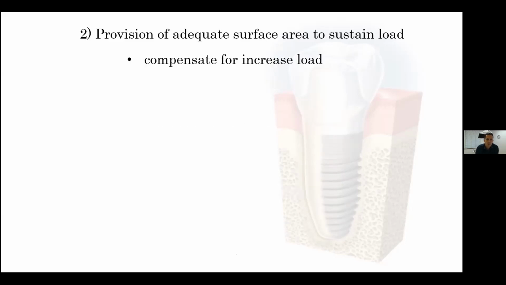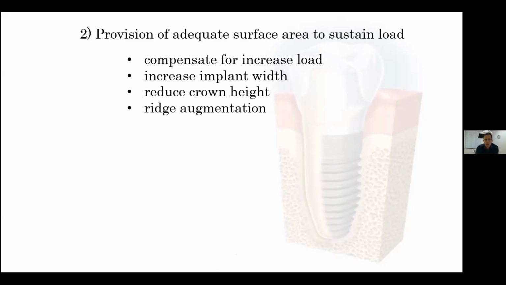And so what we have to do is compensate for that increased load that that implant potentially could suffer. And we do this maybe by increasing the implant width. We can do this by reducing the crown to implant ratio. And we can do it by augmenting the ridge.